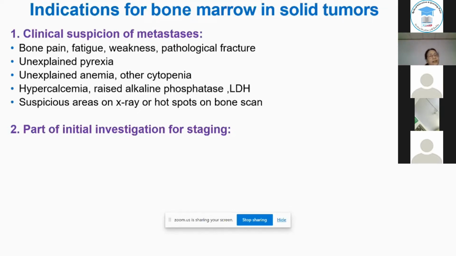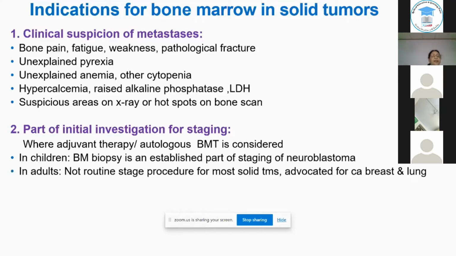It is also done as part of initial investigation for staging, where adjuvant therapy or autologous bone marrow transplant is considered. For example, in children, bone marrow biopsy is an established part of staging of neuroblastoma, and it is done in most of the advanced centers. In adults, it is not a routine staging procedure for most of the solid tumors. However, it is advocated for carcinoma breast and lung, and it is done in some of the centers also.